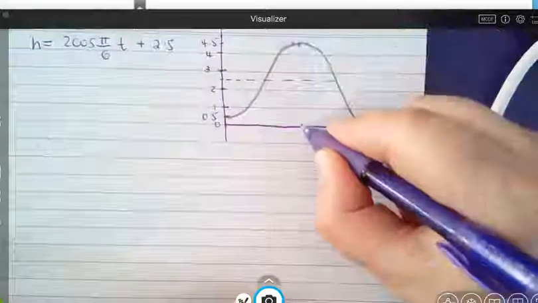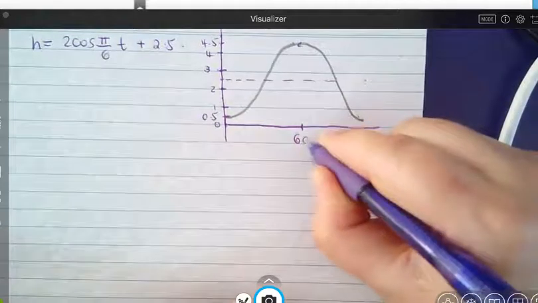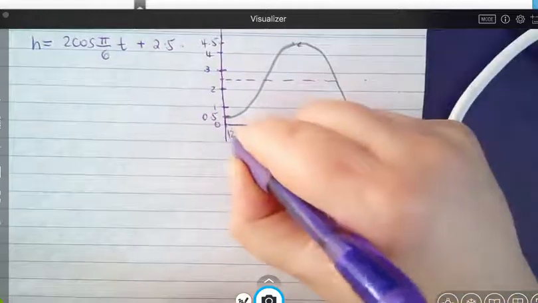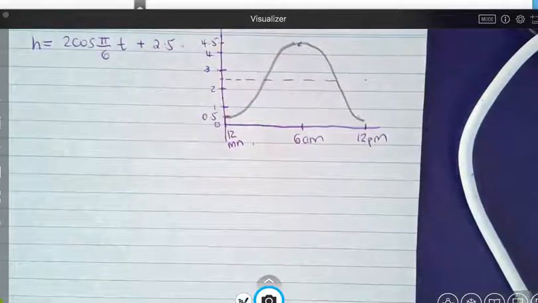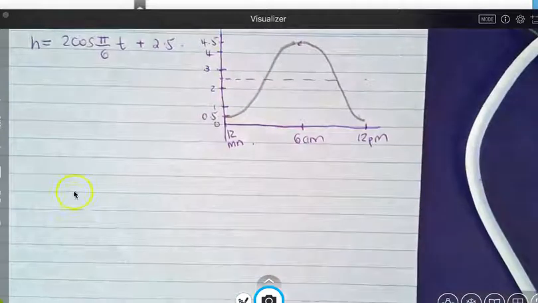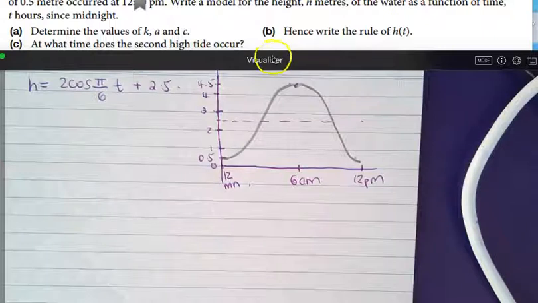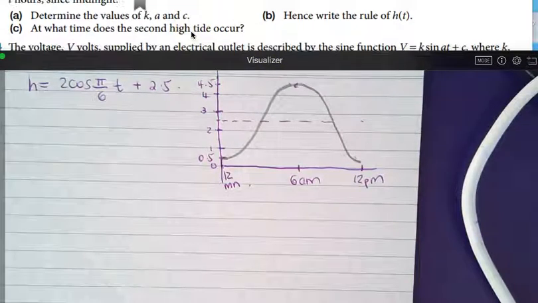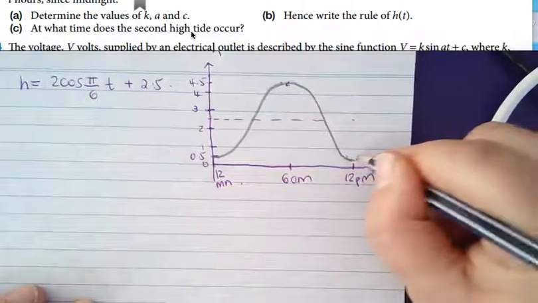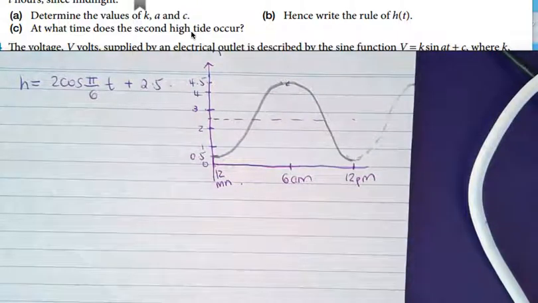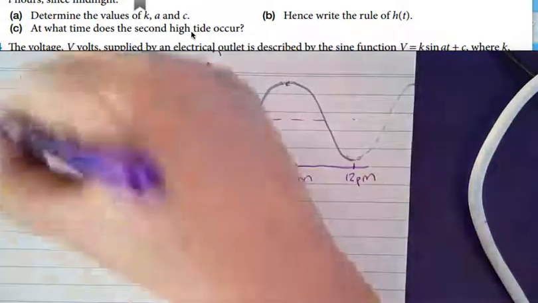Didn't we have, what did we have? High tide at 6, low tide at midday, and this was midnight, 12 midnight. And that's our full curve. It's 12 hours. Okay, so let's look at our questions now. It says write down the rule. We've done that. And at what time does the second high tide occur? So if I continued my graph, what time would the second high tide occur? 6 p.m.